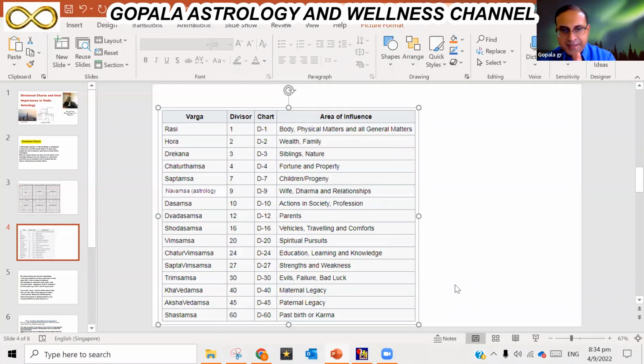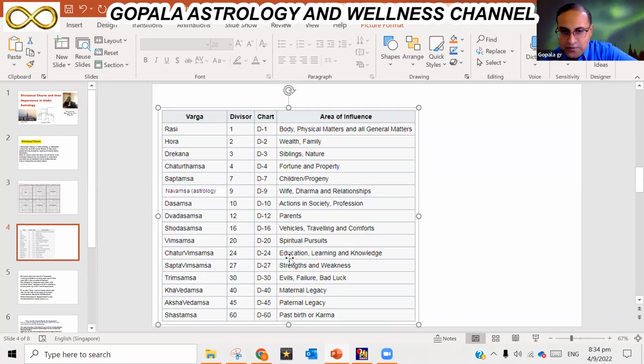So we understand that the D20 chart is very important in terms of our spiritual pursuits and our spiritual journey, and how well we have grown in spirituality. That can be seen in D20. And then Chatur Vimshamsha is D24. It's all about our learning. Some people just call it Vimshamsha, right? I'm sorry, it's talking about D24 and your learning ability.